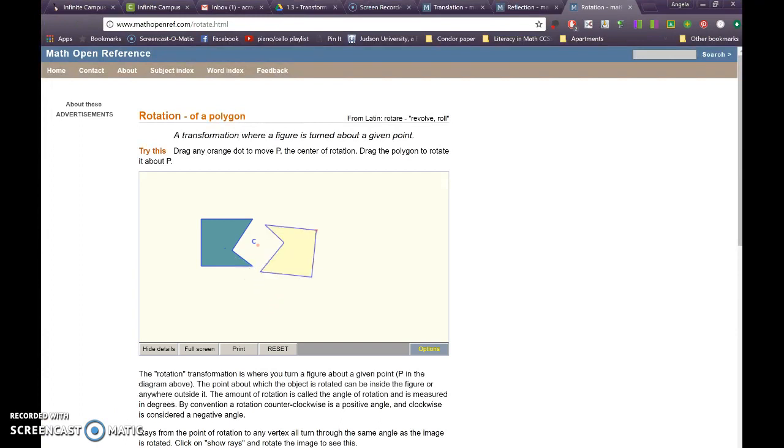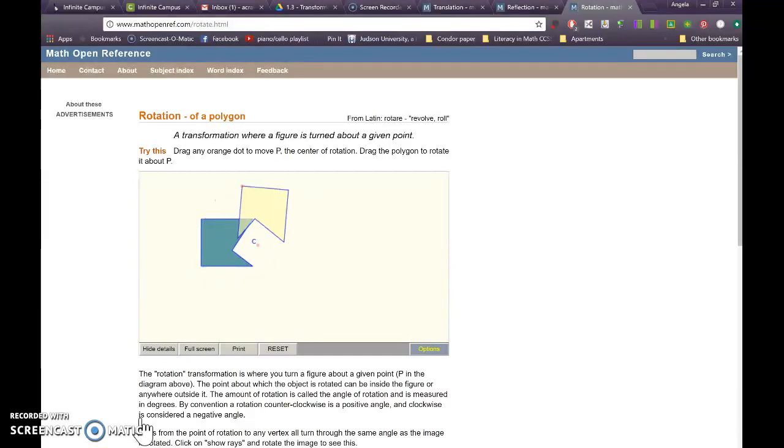So there's our original, that green one, and then the yellow is the new one. So if I rotate it, that point in the center, that C, that's your point of rotation. So notice I'm rotating it around and it's always going to be the same distance away from that one point. I'm just changing the direction.